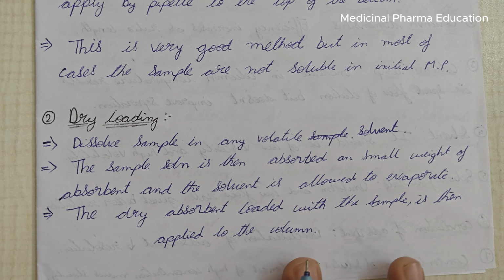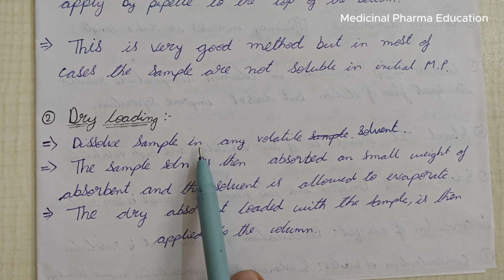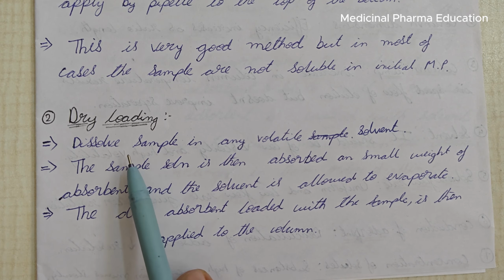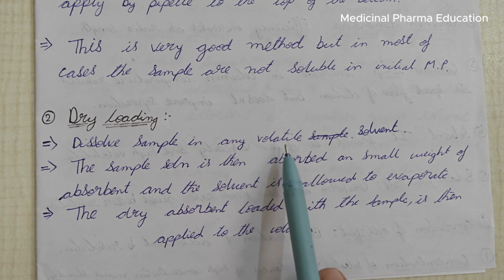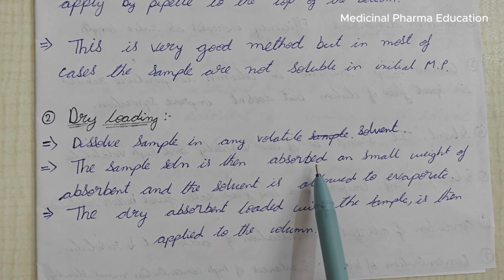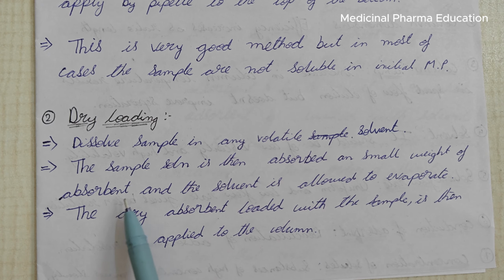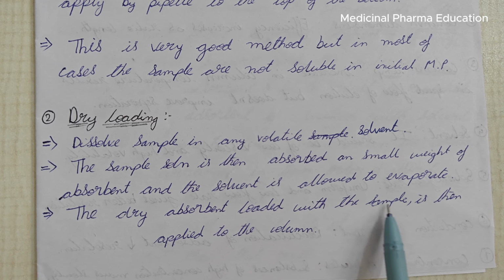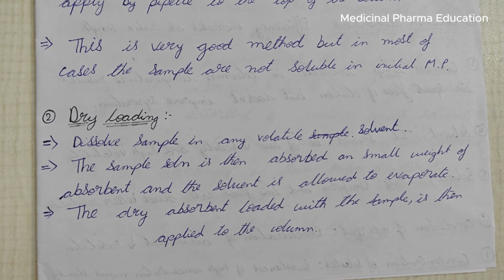Okay, then dry load. Dissolve the sample in any volatile solvent. The sample solution is then adsorbed on a small amount of adsorbent and the solvent is allowed to evaporate. The dry adsorbent loaded with the sample is then applied to the column. Okay, see here.